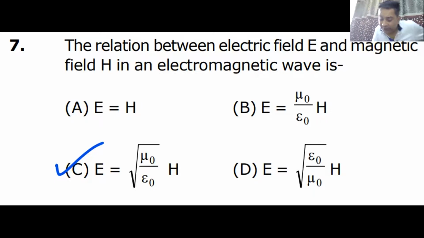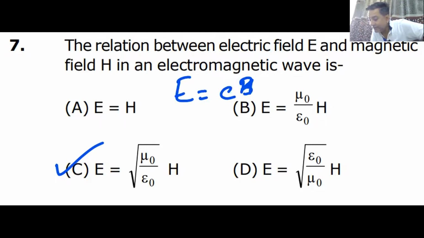Remember, E is equal to C into H, right? C into B. This is one formula that you must remember. Do we understand this? Yes, sir. Remember this always. Do not forget this. And remember this relation between E and H. Intensity of magnetization. Will you remember this? Yes, sir. Okay, great.